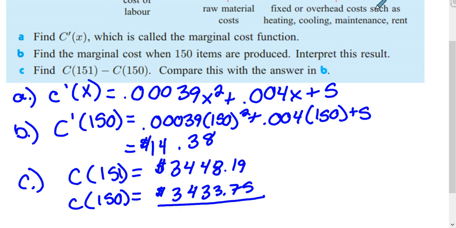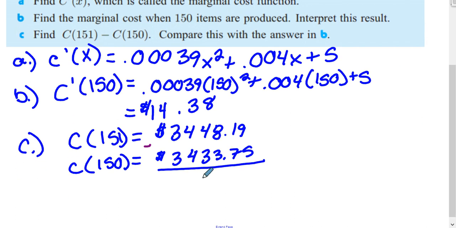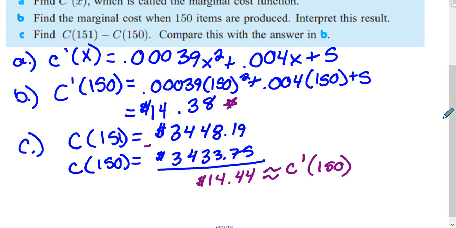And so when I subtract those two numbers, I end up getting $14.44, which is really close to $14.38, because what that tells me is how much it will cost me to produce one more, because that's that growth. That's what's happening from one thing to the next. So this is approximately equal to C prime of 150. And that's what happens when you take the derivative of a cost equation. That gives you what's called the marginal cost equation or marginal cost function.